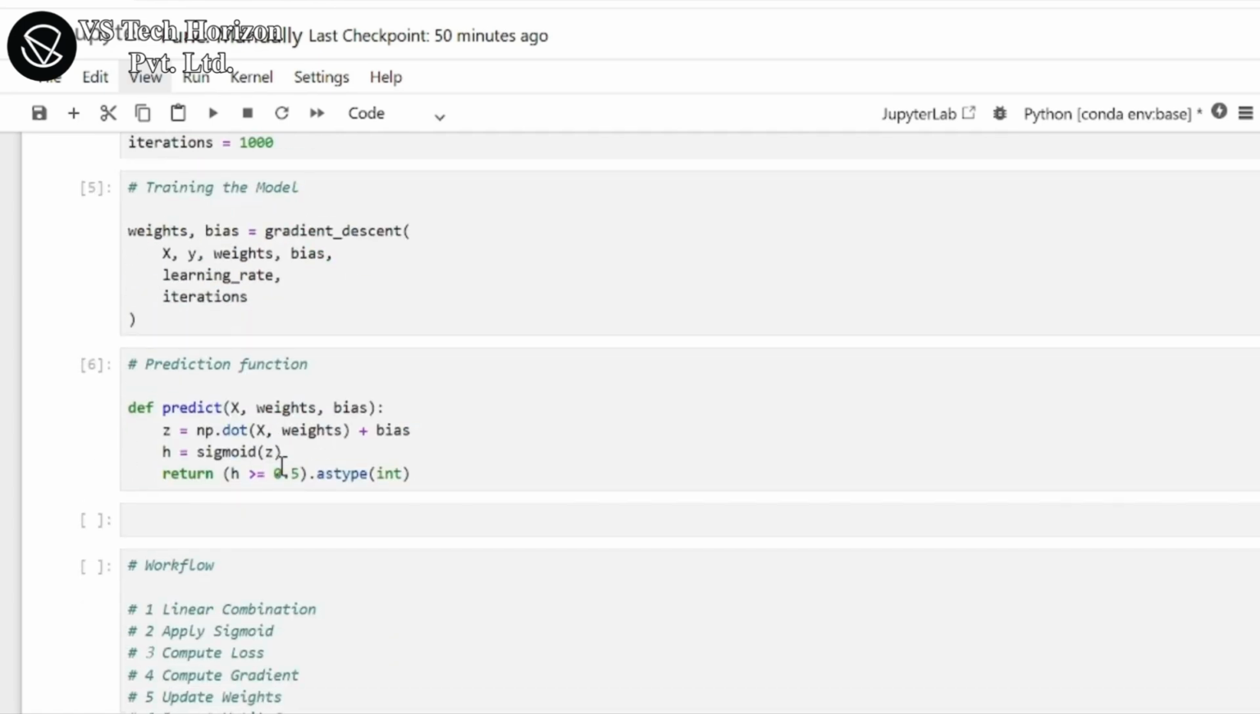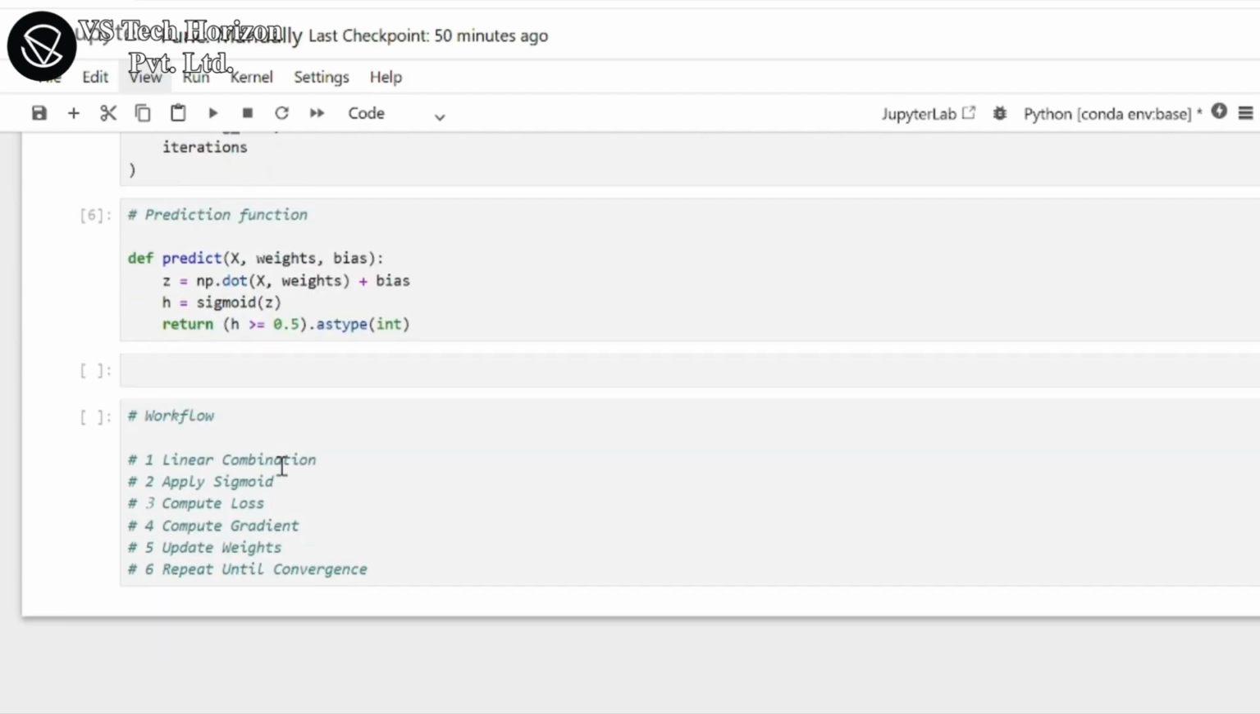Then comes the prediction function, where if the predicted probability is greater than or equal to 0.5, then it is classified as 1. Otherwise, it is classified as 0. Here, 0.5 is the decision threshold. So we have seen the workflow, which starts with a linear combination, or linear equation. Then on this linear equation, we apply the sigmoid function. Then we compute the loss function and gradient. Then we update the weights. And we repeat this until convergence takes place.